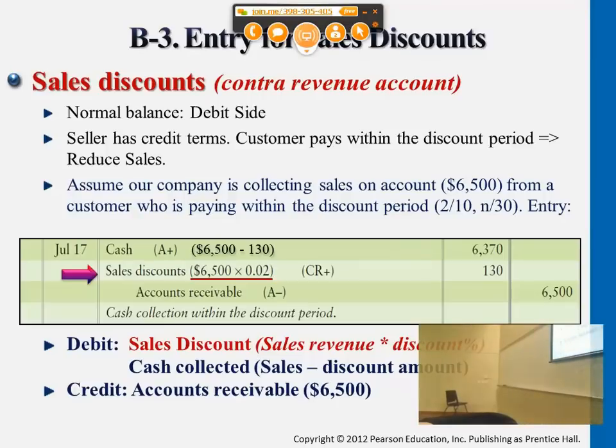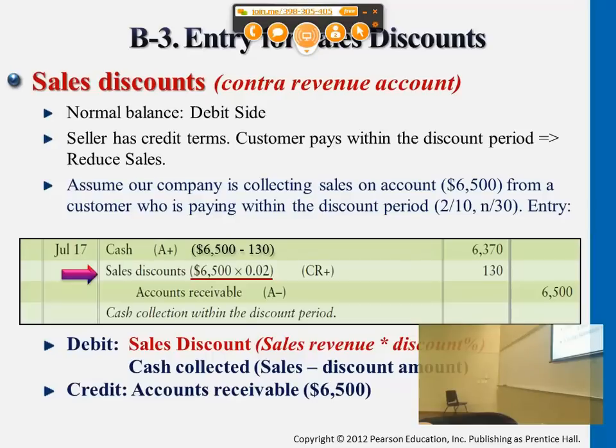Okay, so in this case, earlier we made, let's say, sales transactions worth $6,500. Originally, your company should be collecting $6,500. But since the customer pays within 10 days, still within the discount period, they get 2% off the $6,500. Okay, so you see in the middle here, without the discount, it would simply be cash and accounts receivable. That's all. Without the discount.